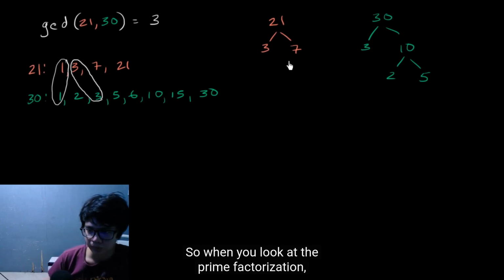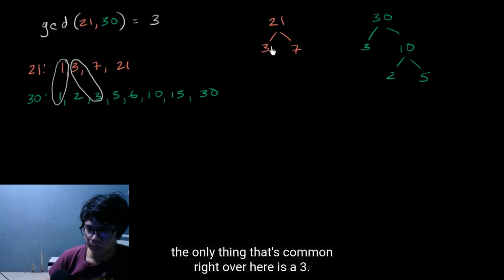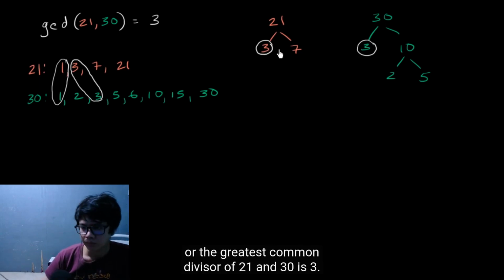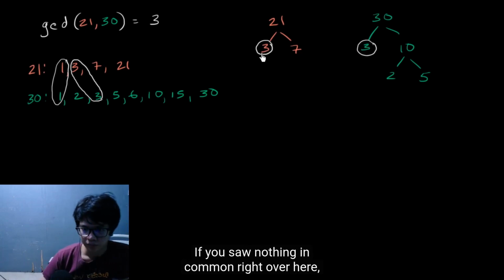So when you look at the prime factorization, the only thing that's common right over here is a 3. And so we would say that the greatest common factor, or the greatest common divisor, of 21 and 30 is 3. If you saw nothing in common right over here, then you would say the greatest common divisor is 1.